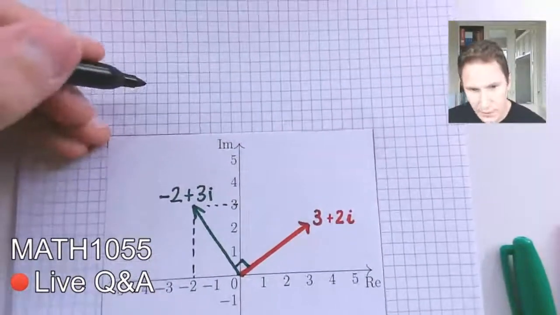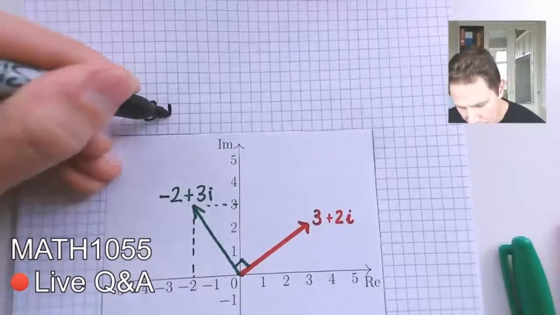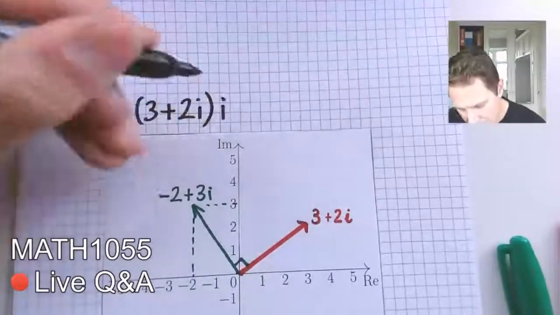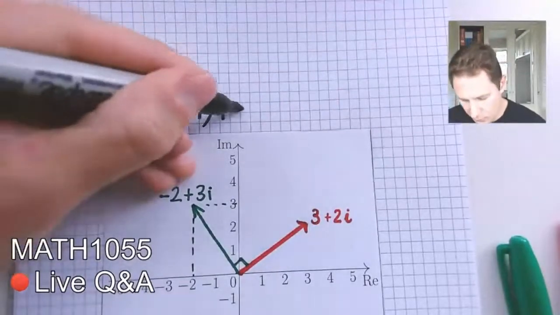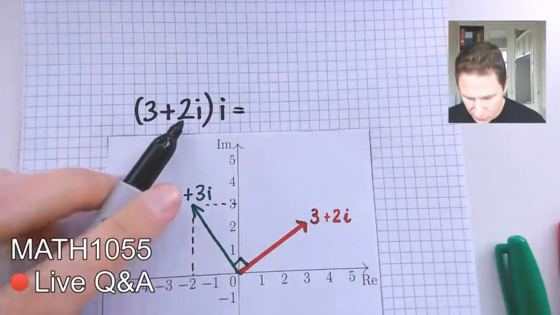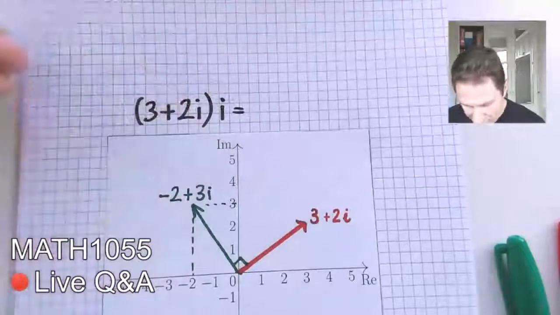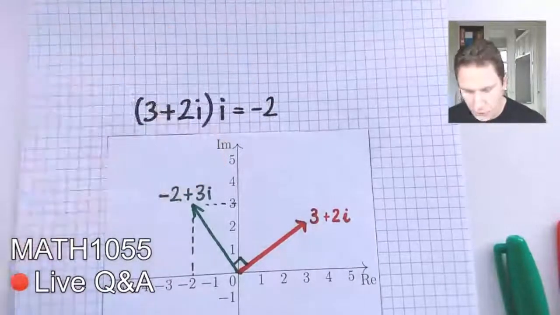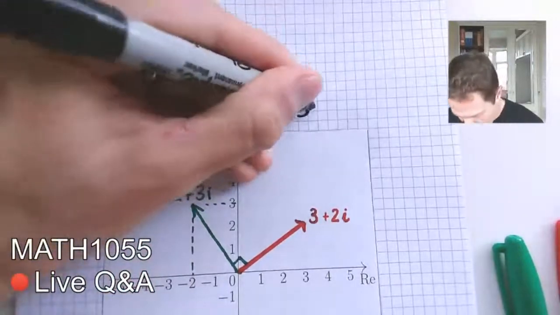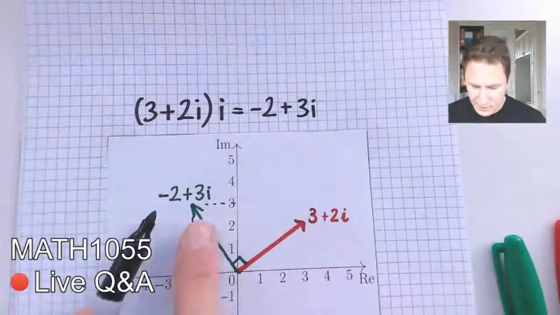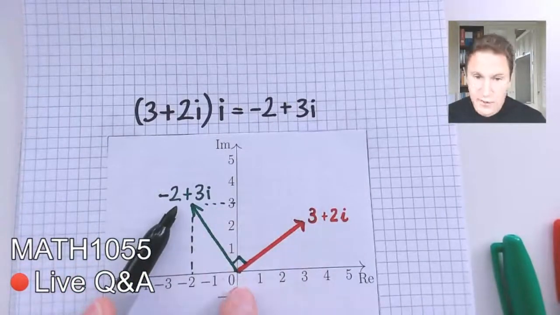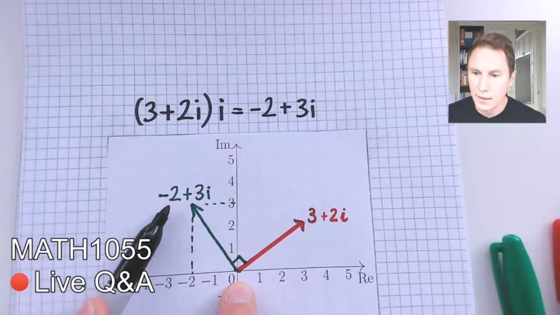If I take this number, 3 plus 2i, and multiply it by i, what will I get? Well, multiplying 2i by i will give me 2i squared. So i squared is -1, so that gives me -2. And multiplying 3 by i, that's just 3i. And indeed, what I got for an answer is this rotated vector. Well, the number corresponding to this rotated vector. Okay?